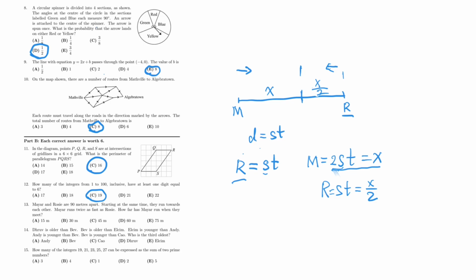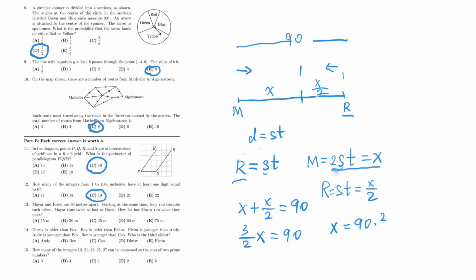Also, we know Maya and Rosie are 90 meters apart. That means x plus x over 2 is 90. That means 3 over 2 x equals 90. x equals 90 times 2 over 3. Cancel 3, that's the 30. 2 times 30, 60. So the answer of 13 is 60.